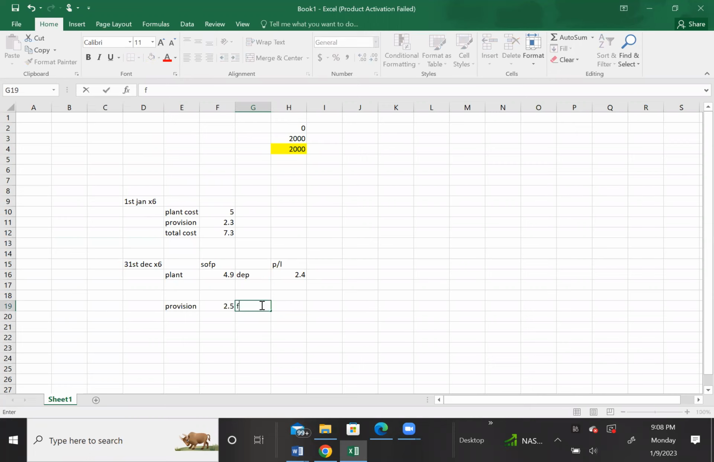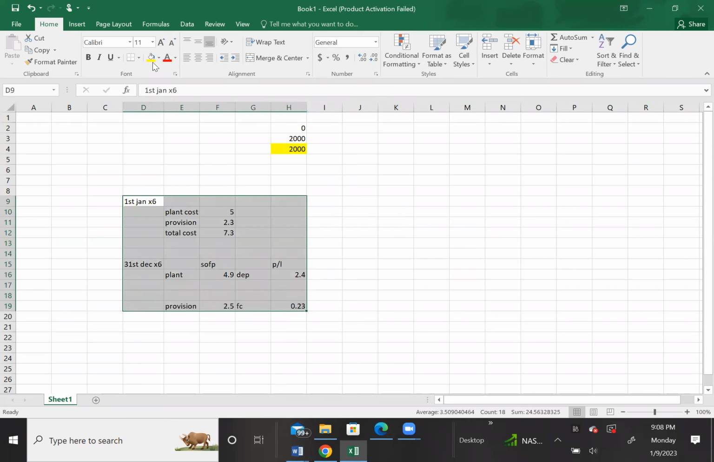And the finance cost at the end of year one will be 2.3 multiplied by 10%. So that will be the finance cost, and it will be recognized in the profit and loss account. So that would be the accounting treatment of the provision in a financial year.